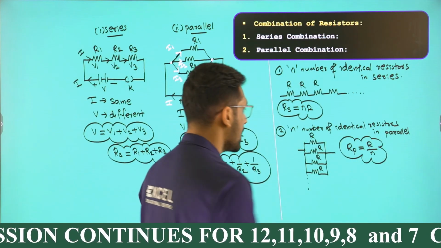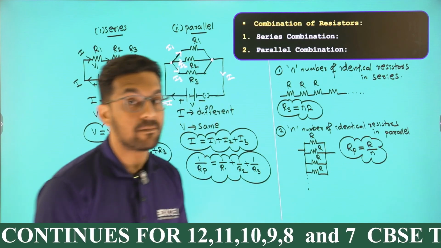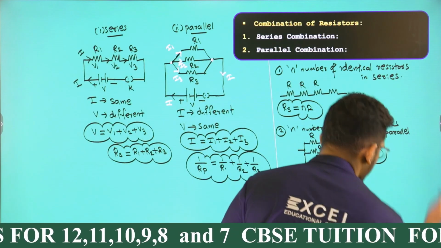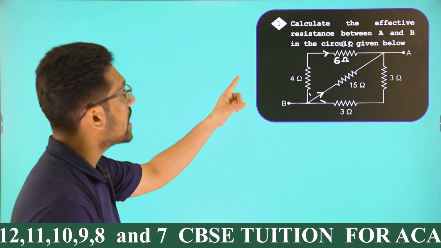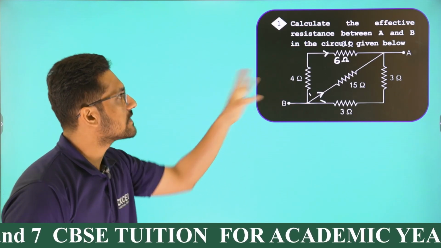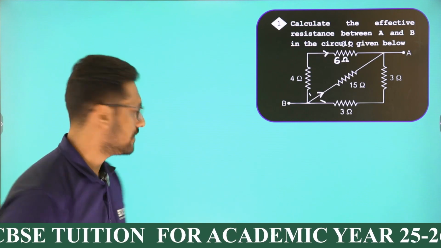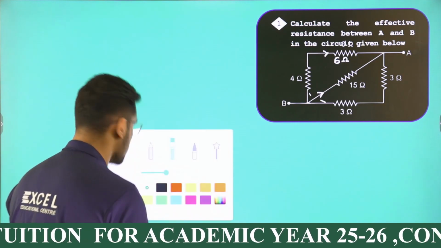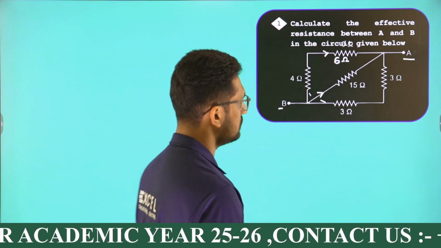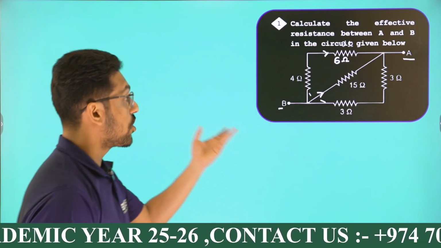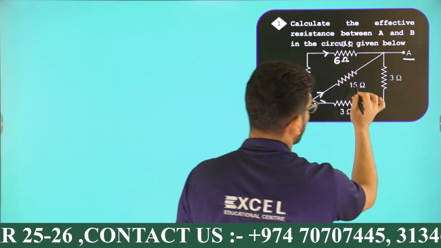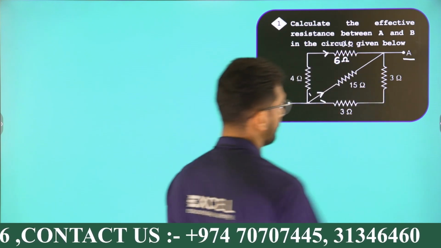Now, this is about a combination of resistors. Let's see the first question. Calculate the effective resistance between A and B in the circuit given below. You can see two points there, point A and B. You can see a combination of resistors there: 4 ohm, 6 ohm, 15 ohm, 3 ohm, 3 ohm.